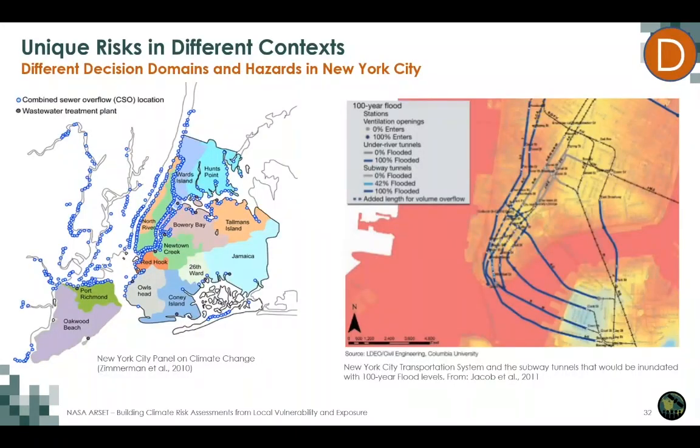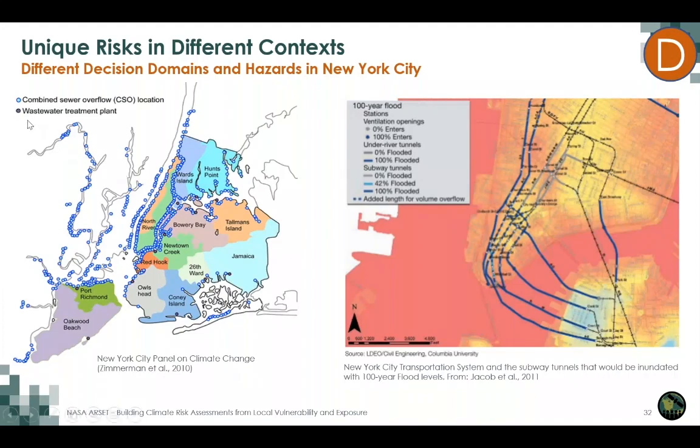One example, just to illustrate again these different decision domains and hazards within New York City. Here are two illustrations of the city. On the left, you'll see the 5 boroughs of New York City with Manhattan, this island in the middle here, for those who know it. And what you'll see here is all of the sewer overflow locations where you have water treatment and different parts of runoff that can affect the surrounding environment.